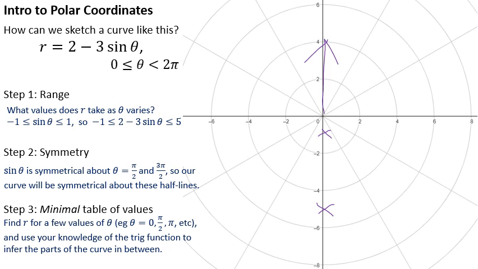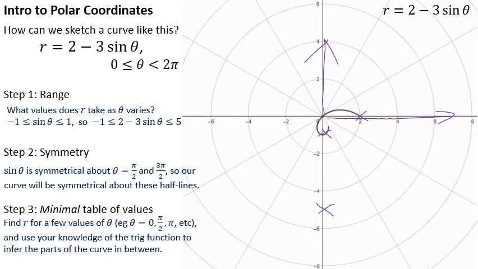And I'd suggest you try a few other values. Look at what happens at the very beginning. 2 minus 3 lots of sine 0 is just 2. So at the start, when we're looking in the direction of the initial line, we know we're going to be beginning with an r value of 2. Once you've got some sense of where you're heading, then you can start to sketch in your curve.